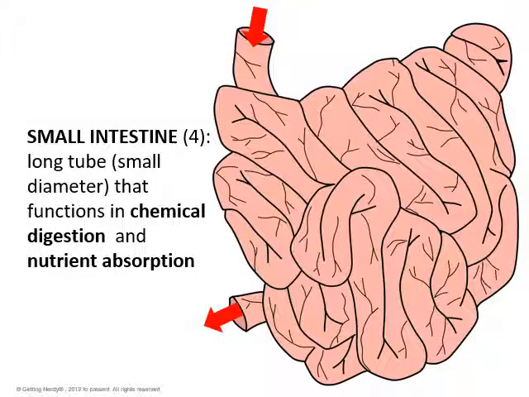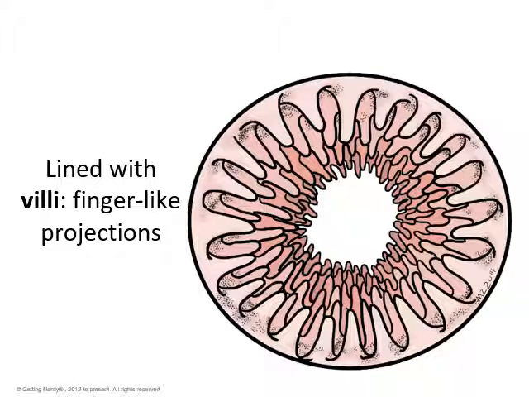The chyme then reaches the small intestine. The small intestine is a very long tube. The chyme will travel along this tube and will undergo chemical digestion and nutrient absorption. The small intestines are lined with villi, which are finger-like projections. Each villus is composed of cells that have microvilli. These cells transport nutrients to the bloodstream through capillary beds and then are distributed to body cells.